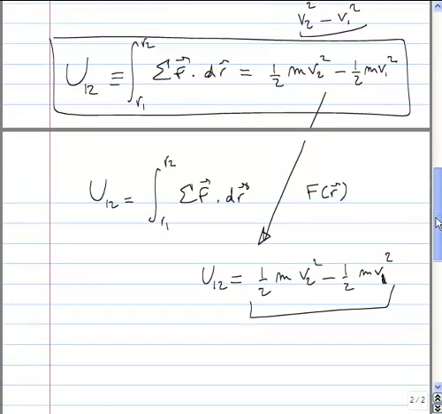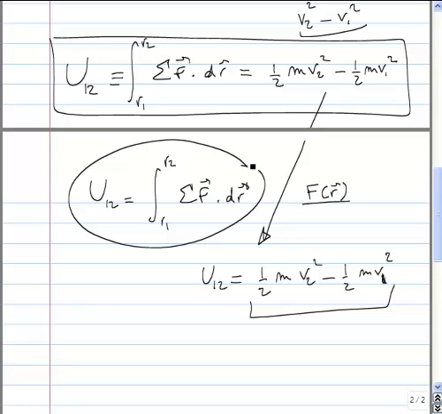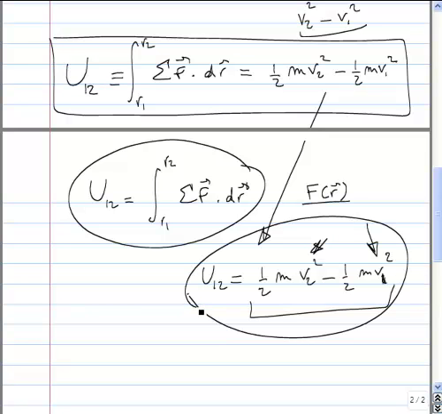Okay, so you have two versions for the work, which is nice. So if the problem is giving you something in terms of the force, which has to be in terms of the position, then you can use this definition for the work. And if you don't know anything about the forces, but you know the final velocity, v2, and the initial velocity, v1, then you can use this version of the work. Now the only little problem is, with this, you have no information whatsoever concerning the time. So that's the only drawback.